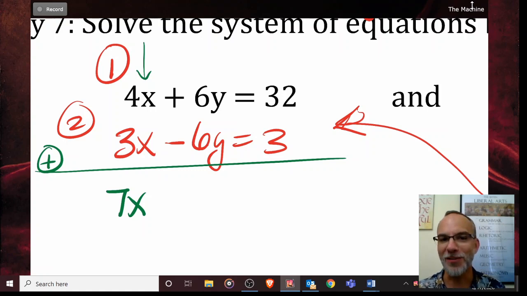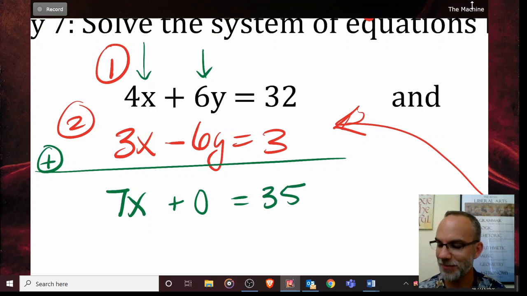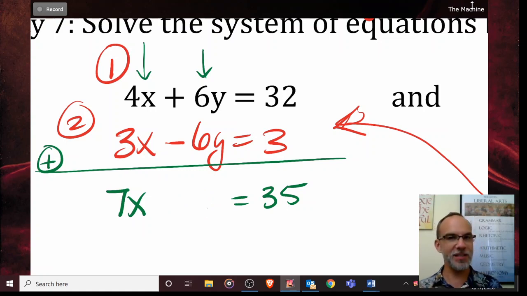Now, here's where the good stuff happens. What is a positive 6y minus 6y? 0. That's what you want. Equals 32 plus 3, 35. Oh, look! The y's have been eliminated. So that really doesn't exist there, does it, right?